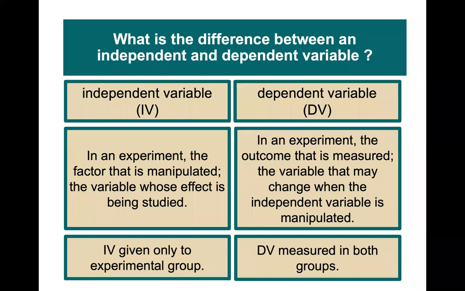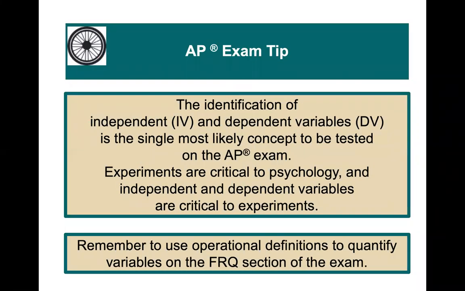So here's another AP exam tip. The identification of the IV and DV is the single most likely concept to be tested on the AP exam. This is really, really important to understand: the difference between the independent variable and the dependent variable, and being able to identify them within examples. Experiments are critical to psychology, and IVs and DVs are critical to experiments. Remember to use operational definitions to quantify variables if you end up taking the AP psychology exam.